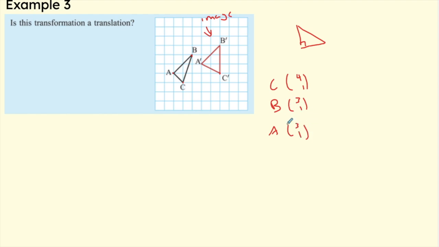So we can see A and B have gone using the same vector, but C has not. C's gone a little bit too far to the right. If C had gone here, not so far to the right, we would have the same triangle. But C didn't. And so, is this transformation a translation? No. C is not on the same vector. All right.